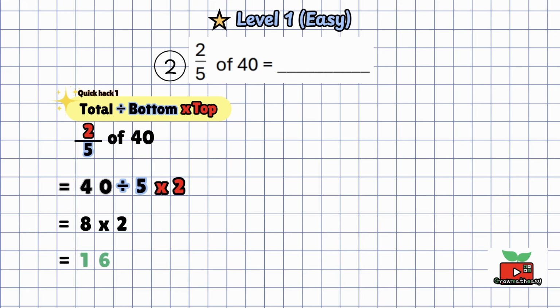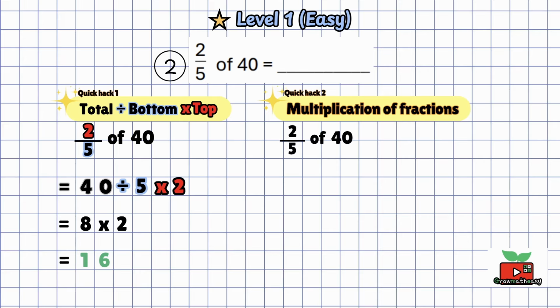Now let's check with quick hack 2 using multiplications of fractions. 2/5 of 40 means 2/5 times 40. We can simplify before multiplying. 5 and 40 can both divide by 5. 5 divided by 5 is 1. And 40 divided by 5 is 8. Now multiply the top numbers and the bottom numbers.